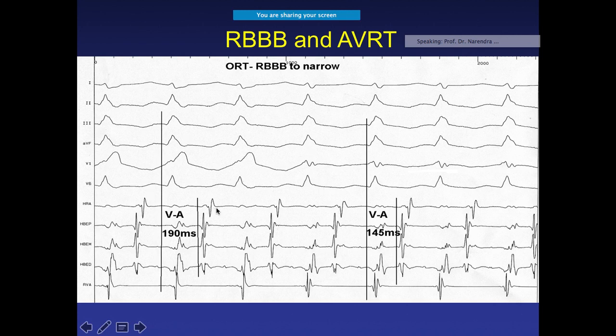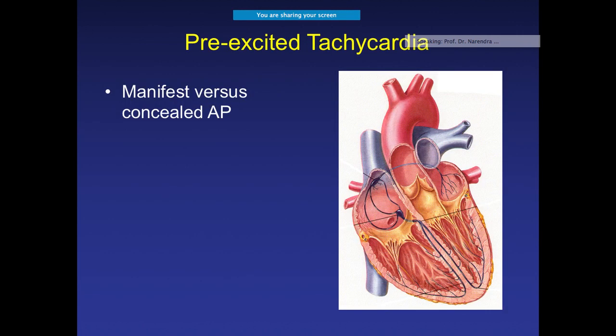Further, what else do you think of? When you look at the VA interval, it is changing, right? Initially the VA was 190 milliseconds, but later on the VA became 145 milliseconds. So earlier it was an orthodromic reentry tachycardia, which became a narrow complex tachycardia. Okay, so this is the difference. This is indeed very exciting, and now coming to some pre-excited tachycardia as well.